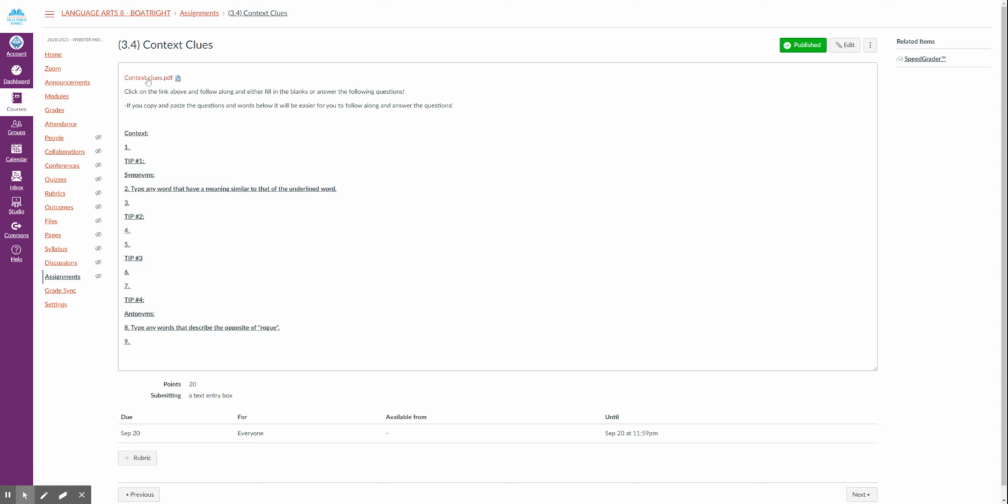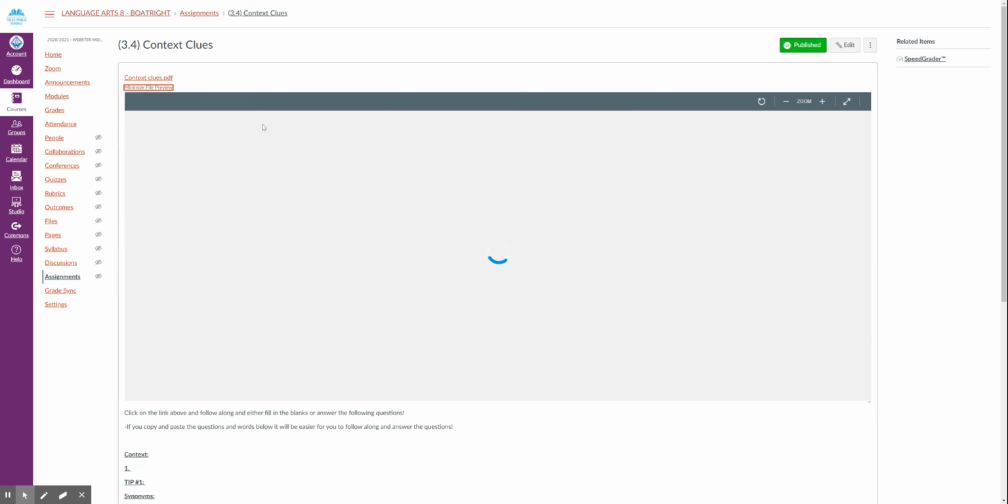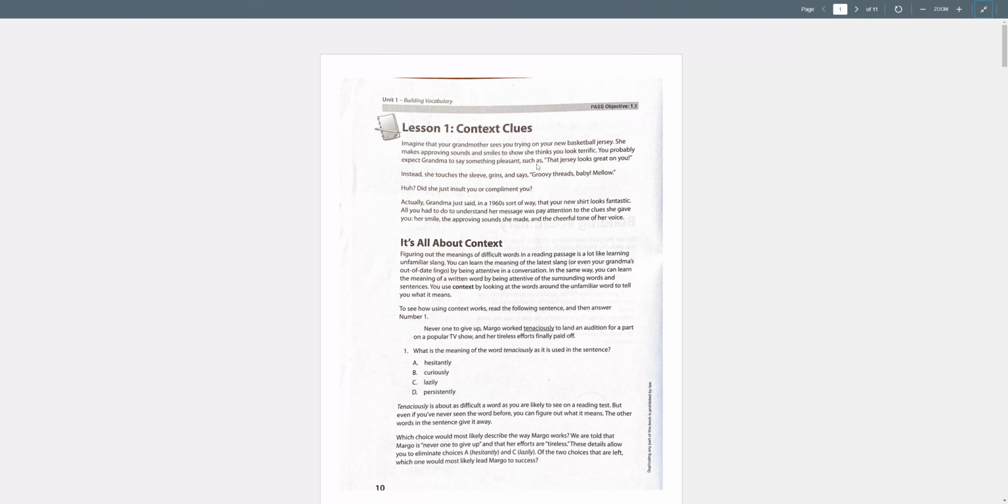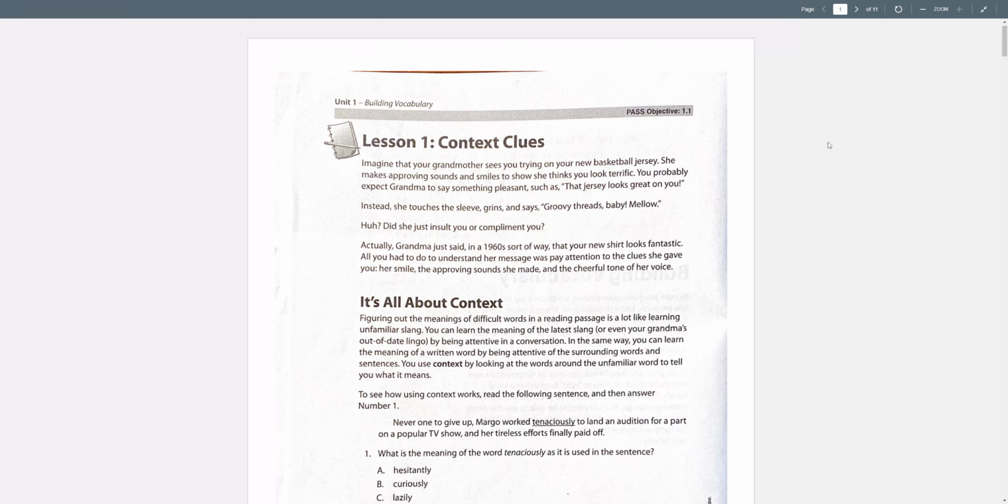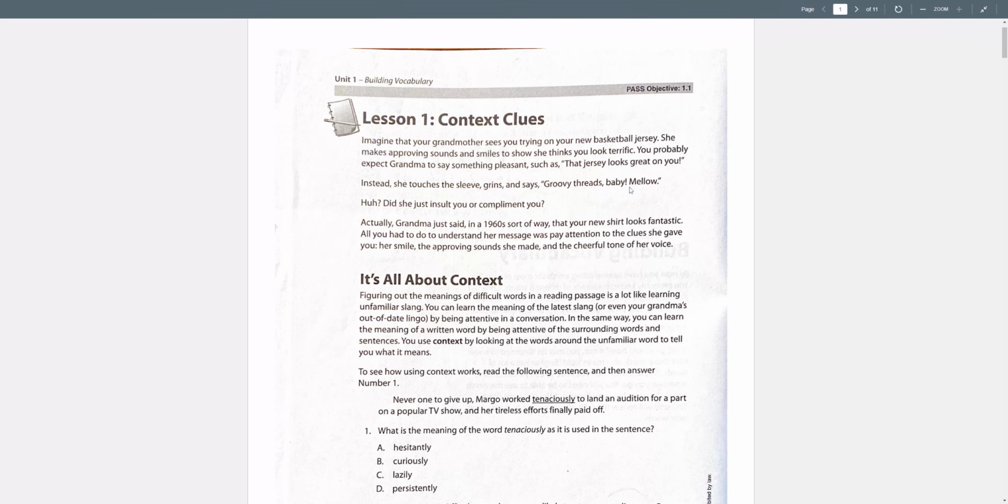Okay. So, if you click on this link, it'll take you to the PDF for the kind of our textbook. Okay, so I'm gonna pull it up, and first thing we got, let's make this bigger. Okay, so we got context clues, lesson one. Okay, so I'm gonna read this very cheesy paragraph. You guys can read along if you'd like, or just listen, whatever floats your boat.